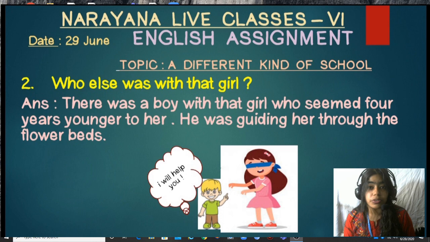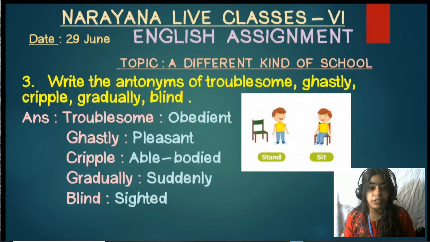Now, let's move on to the third question. Write the antonyms of troublesome, ghastly, cripple, gradually, and blind. So, what is an antonym? It is the opposite of a word. Let's see the opposites. First one is troublesome. Troublesome basically means something that is irritating, something that is causing a problem to you. And the antonym of this will be obedient, which is not irritating at all and which is not creating a problem also.